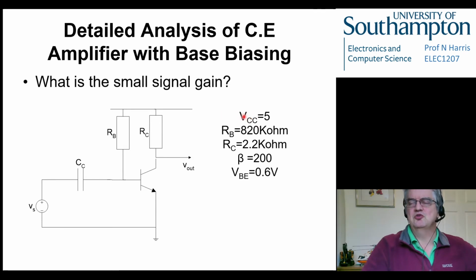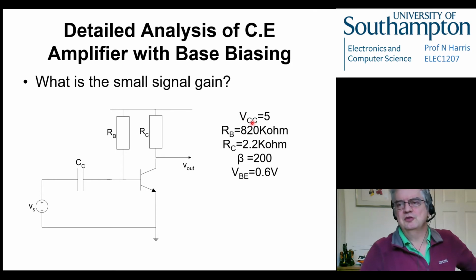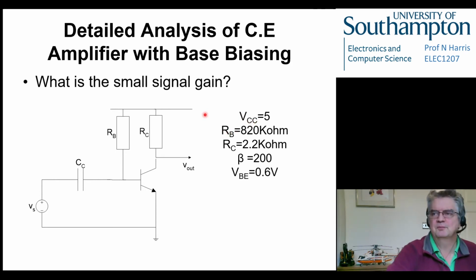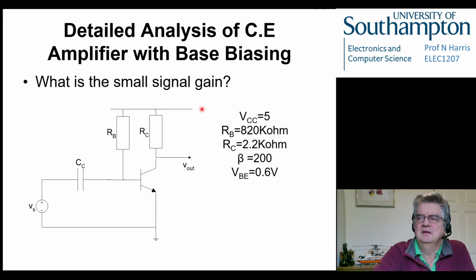And you just have to know, but double subscripts usually imply a fixed DC voltage. Just another convention. So in this case, the supply is 5 volts. RB is 820 kilo ohms. That's this one. RC is 2.2 kilo ohms.